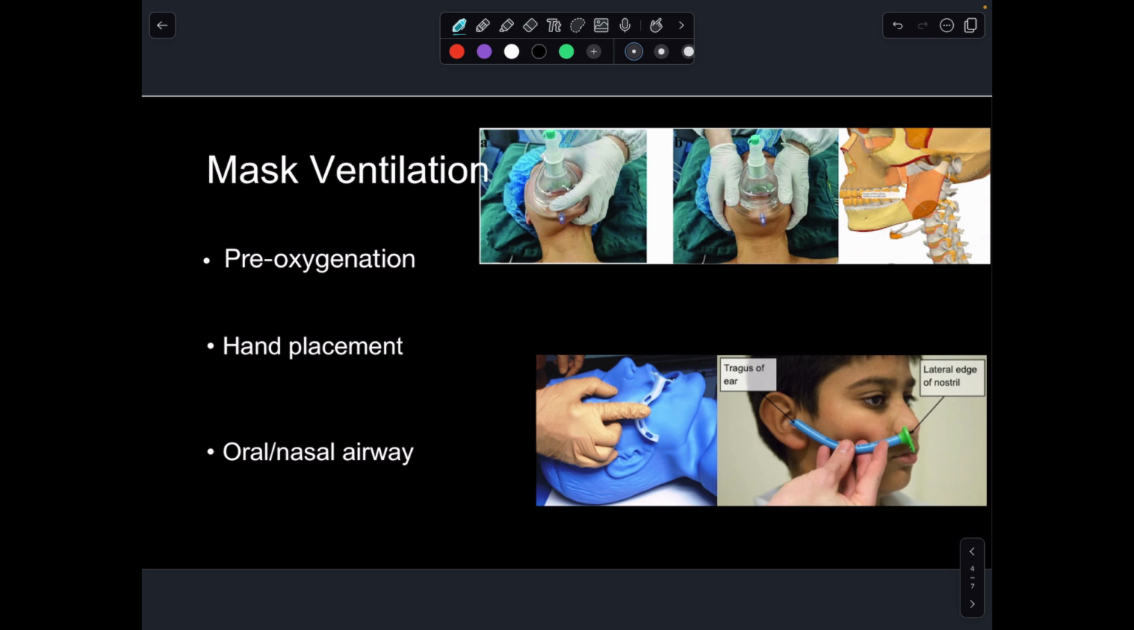Being able to mask ventilate can be the difference between a patient living or dying, and proceeding down that difficult airway algorithm. So it's really important to have proper technique and to know how to do that, because it can save lives. Now, to me, mask ventilation starts earlier than the traditional one-handed mask ventilation. I think it starts with pre-oxygenation.